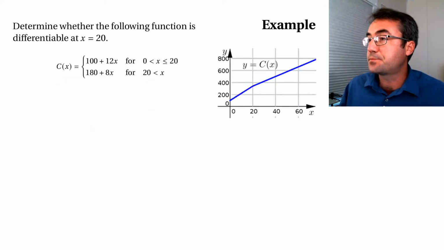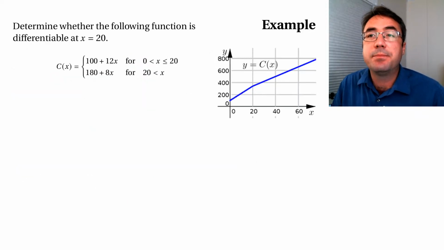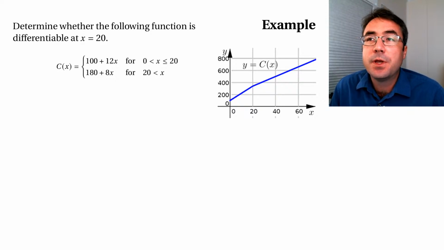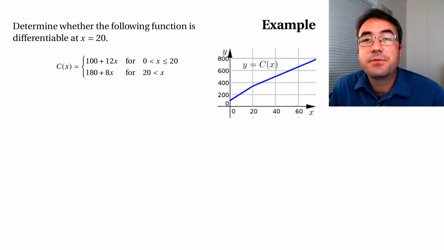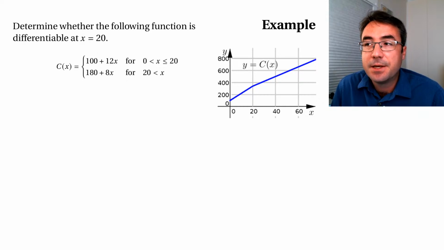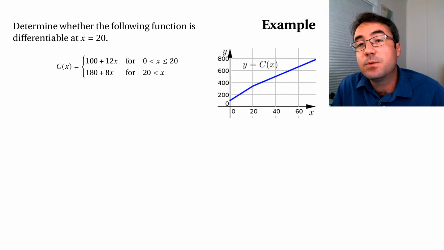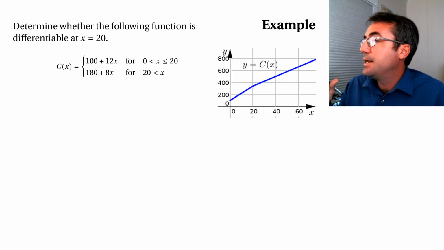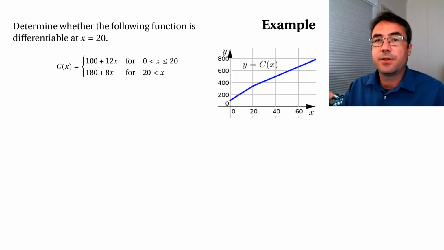But let's look at an example. Let's do a little bit of calculations. So in this example, we're going to determine whether the following piecewise function is differentiable at x equals 20. So the function is c of x, and it's equal to 100 plus 12x when x is between 0 and 20. And then it's equal to 180 plus 8x when x is greater than 20. And we see the graph here.